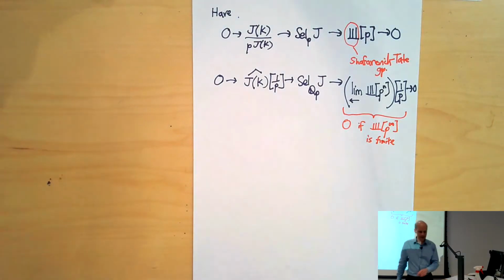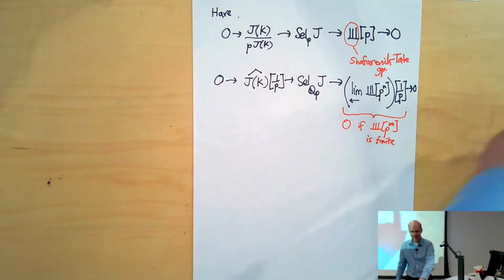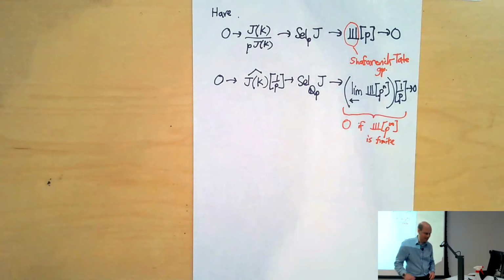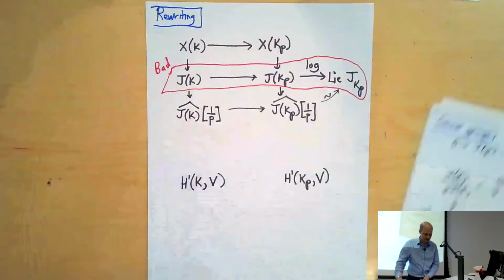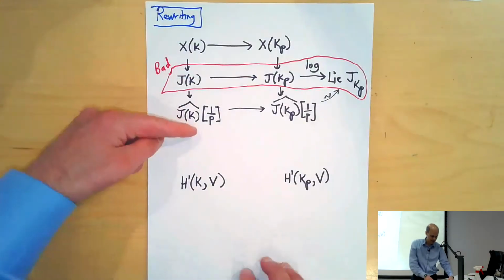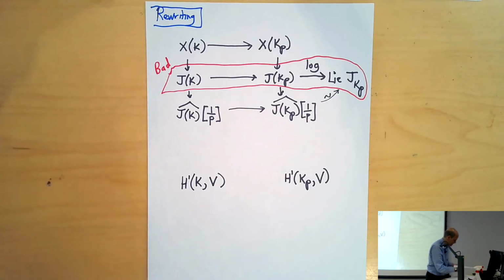Now, you might say, oh, but this is bad because you still have J's all over the place. And so, going back to our diagram here, we want to do something. I've defined this map here, and it actually maps into a Selmer group. In fact, maybe it's time to actually draw the Selmer group into the diagram.